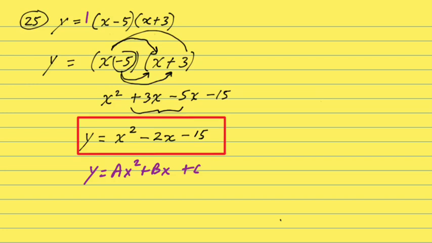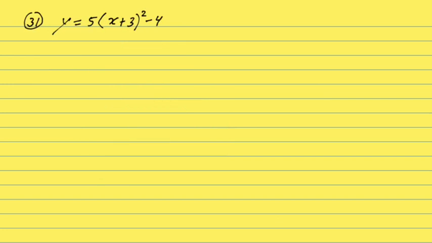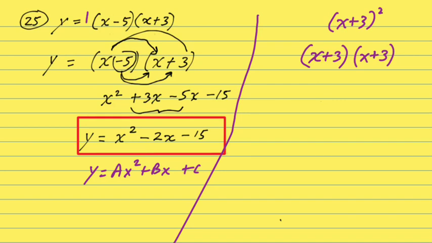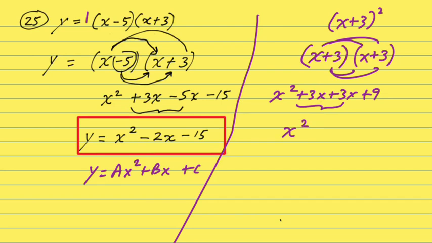And I believe it's the same thing in 31. 31 has an x plus 3 quantity squared. Does that mean times itself? This is for the next one I'm doing. Could you write it out twice and distribute? X times x is x squared. X times 3 is 3x. 3 times x is 3x. 3 times 3 is 9. Combining the middle two terms gives you this.